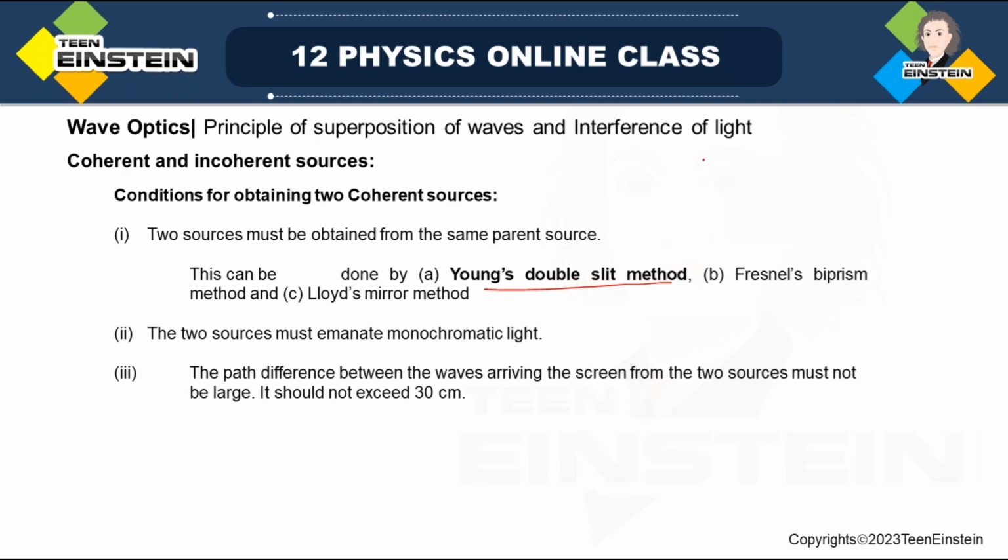In Young's double slit method, suppose you have a single source of light, and this light itself is taken to make two sources, S1 and S2. These two sources are called coherent sources because whatever changes happen in the original source of light, the light coming out from here will also have the same changes of phase. So these two will have a constant phase relationship. This is called Young's double slit arrangement.